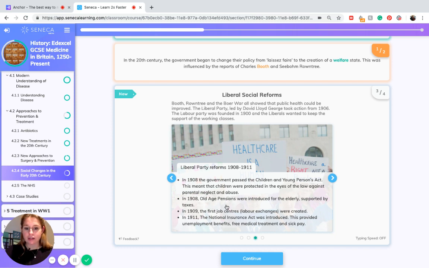In 1908, old age pensions were introduced for the elderly, supported by taxes. In 1909, the first job centres or labour exchanges were created, and in 1911, the National Insurance Act was introduced. This provided unemployment benefits, free medical treatment, and sick pay.